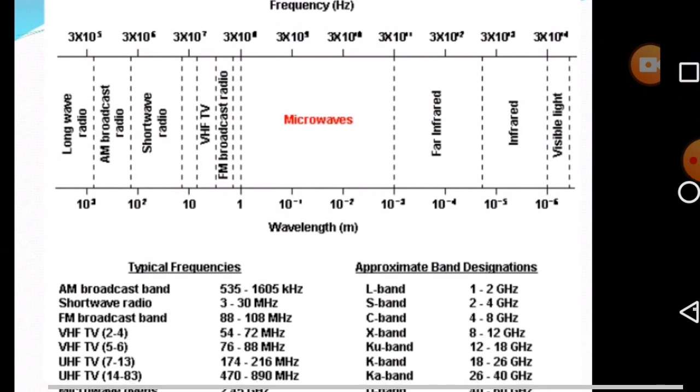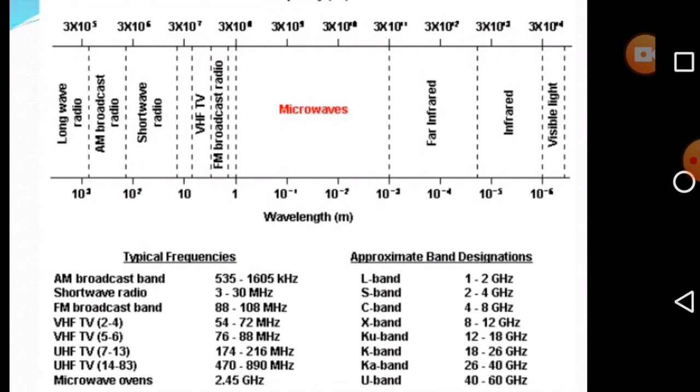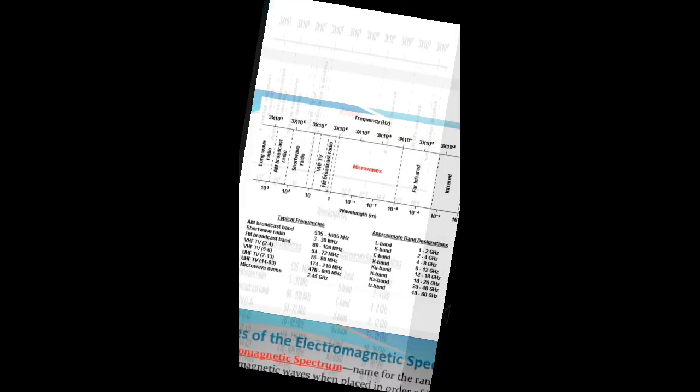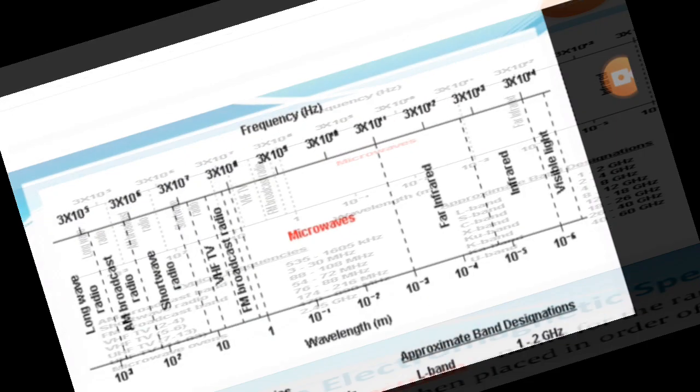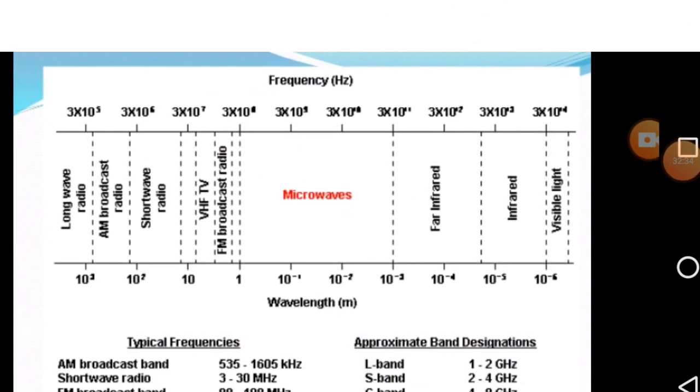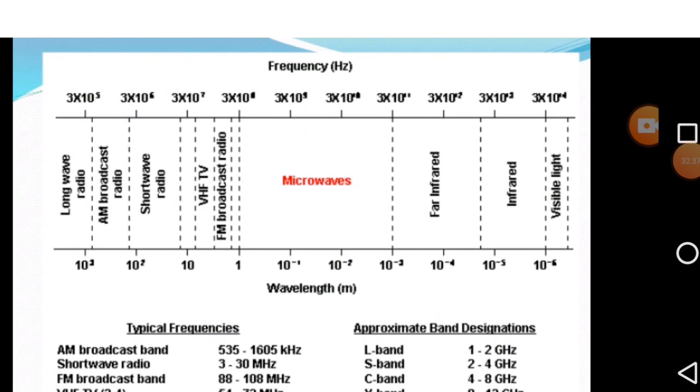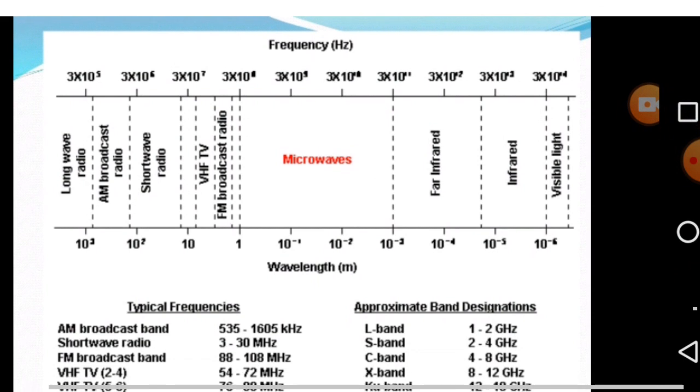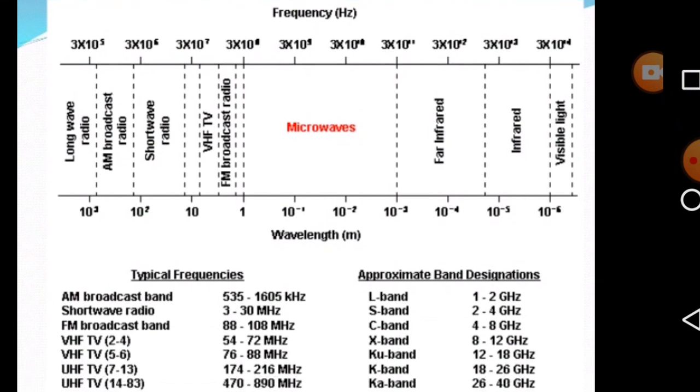Here the frequency, wavelength, and different types of waves with their frequency and wavelengths are given below. We can go through this.